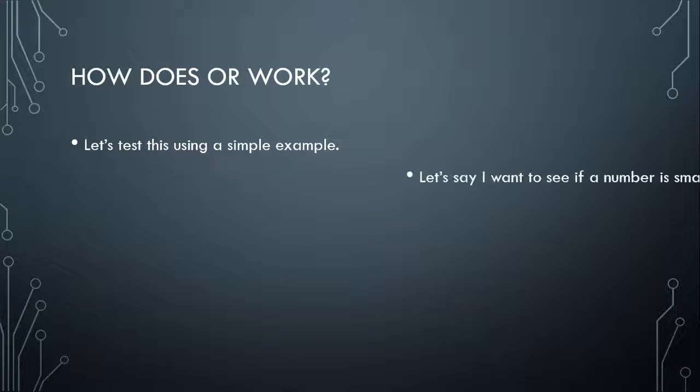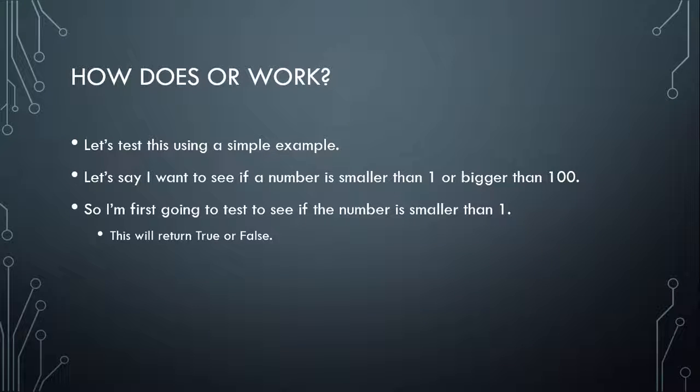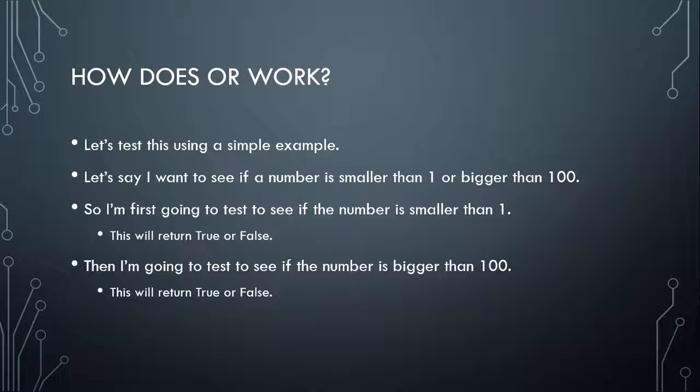How does or work? So here's our simple example. We want to see if a number is smaller than 1 or bigger than 100. So I'm going to start first to see if the number is smaller than 1. This will return either true or false. I'm going to test to see if the number is bigger than 100. This is also going to return true or false.